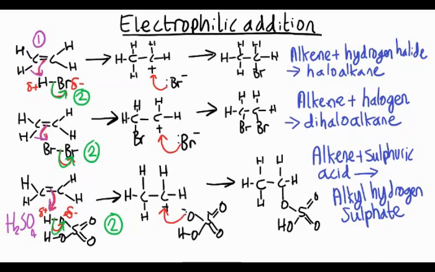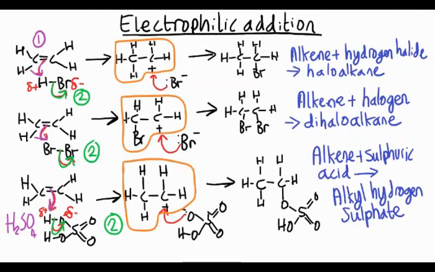The third similarity is that we form a carbocation. So have a look at the carbocations in each case. Each one has a carbon with a positive charge. And notice the anions always attack the carbocation and form a bond to it. So we can see the pattern in each of these mechanisms, and hopefully that will help make your learning a bit easier.